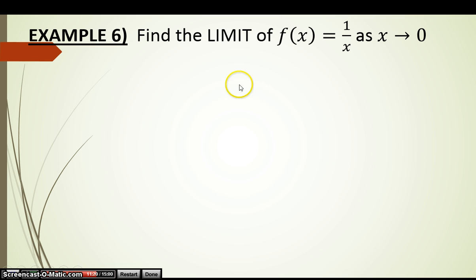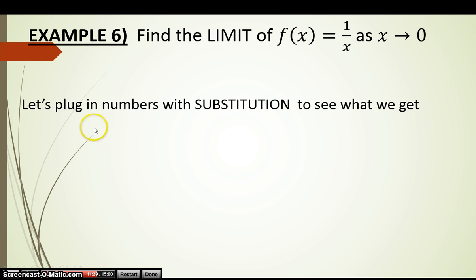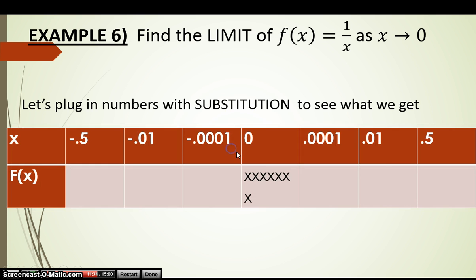All right, example 6. Find the limit of f of x equals 1 over x as x approaches 0. Remember, as x approaches 0, let's plug in numbers with substitution to see what happens. We're going to go back to this method so you can see something. I need to approach 0 on both sides. I'm going to approach it from the negative side, get really, really close, and I'm going to approach it from the positive side. It still also gets really, really small on either side of 0.